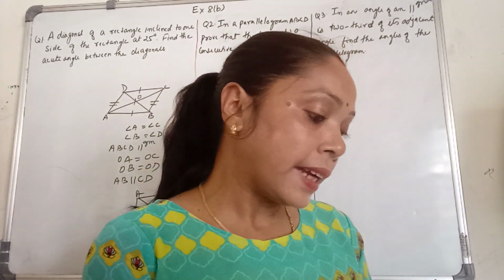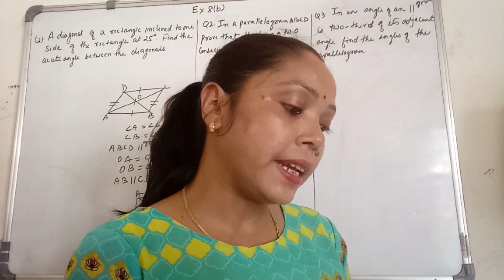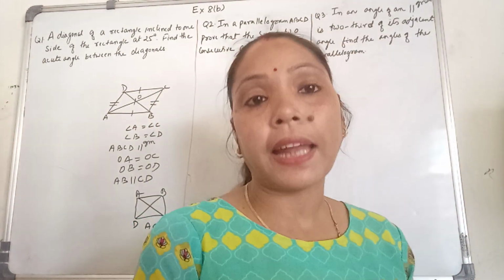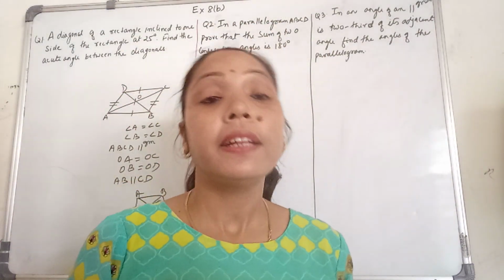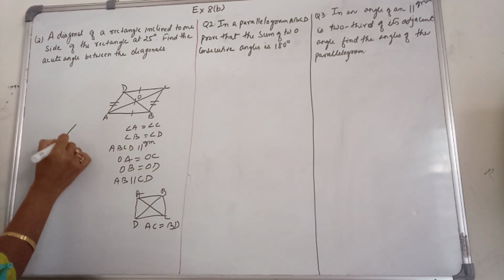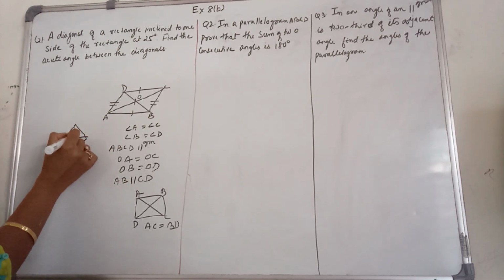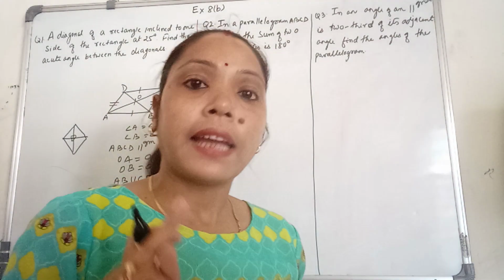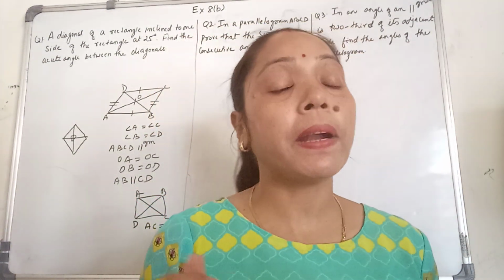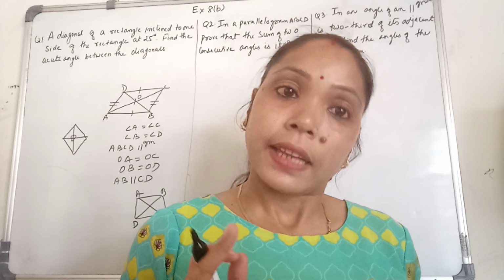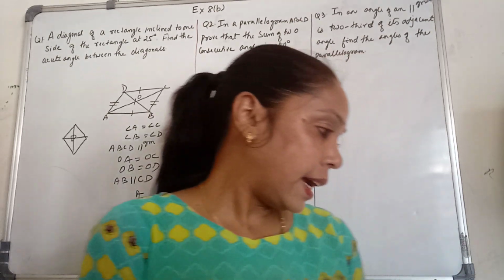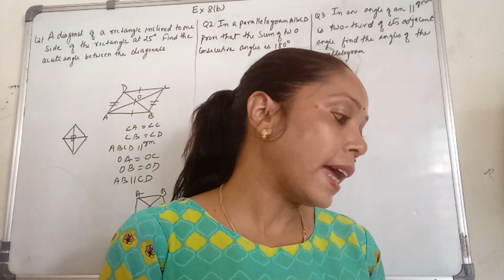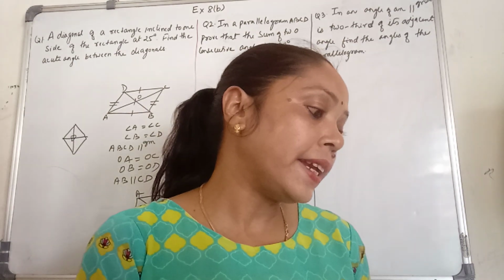Next is, if the diagonals of a parallelogram are perpendicular, then it is a rhombus. So if the diagonals of a parallelogram are perpendicular to each other, then that is considered a rhombus. This is the figure of a rhombus. Here these two diagonals are perpendicular to each other. And the last one, if in a parallelogram the diagonals are equal and perpendicular, then it is a square.